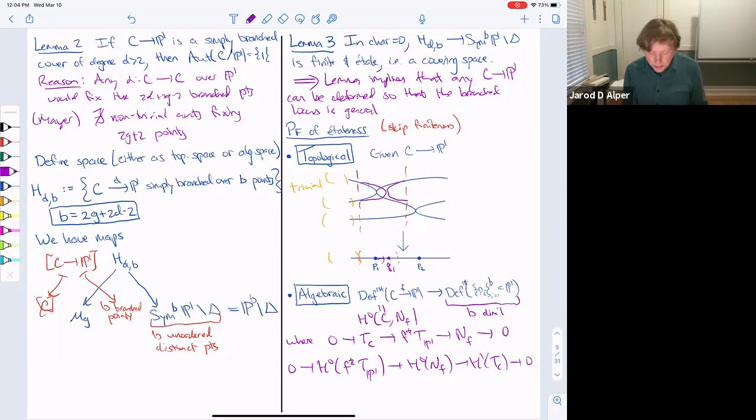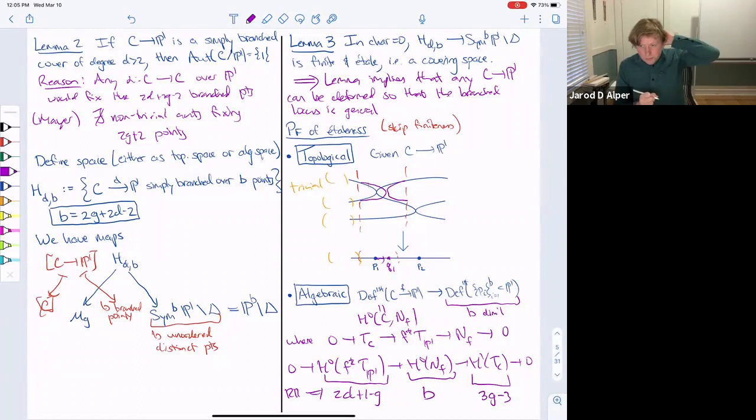And so computing the dimensions of these, we already computed with Riemann-Roch. This is 3G minus 3. Here, Riemann-Roch implies that the tangent bundle on P1 is O of 2. So that has degree 2. I pull it back by F, so it has degree 2D. So therefore, by Riemann-Roch, it's 2D plus 1 minus G. And if you add these up, you get B. And so at least this shows that maybe you should expect it to be bijective. There's more work involved to show that this map actually induces this bijection. I'm just trying to give you a hint at these arguments.